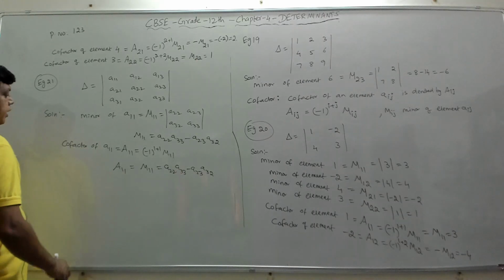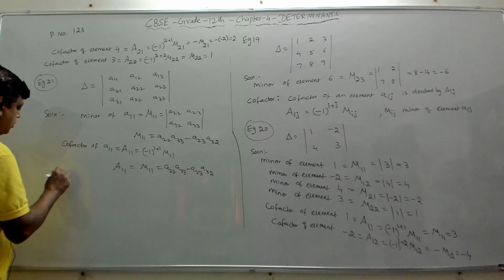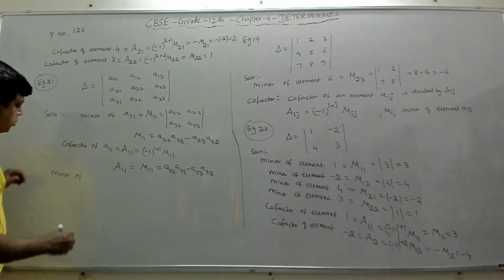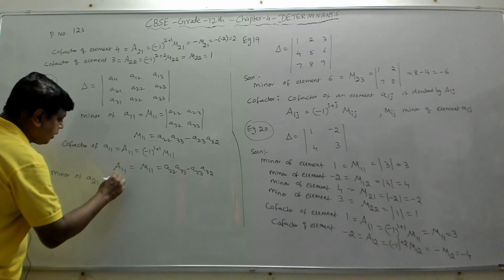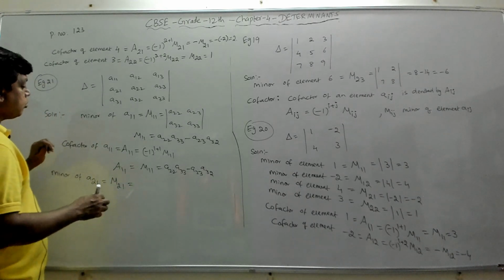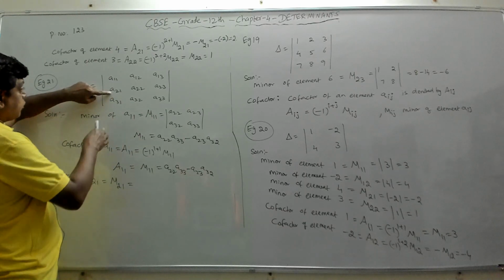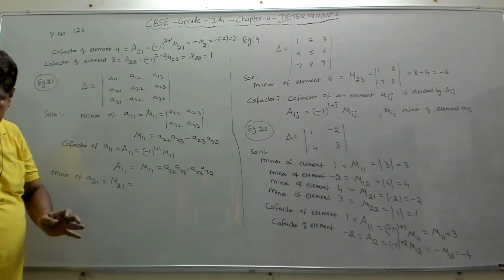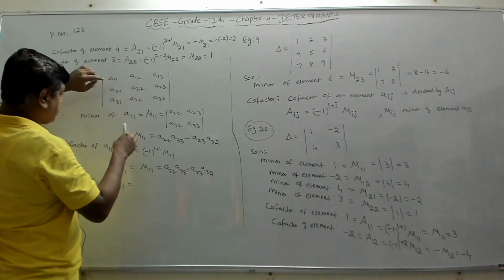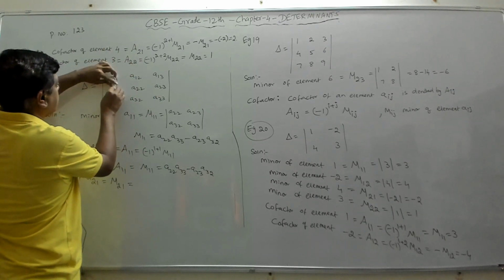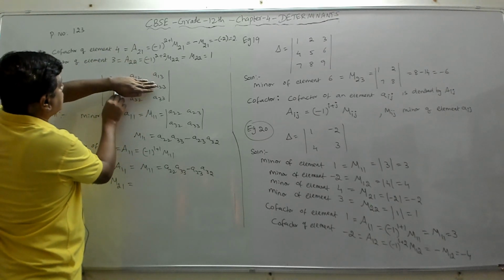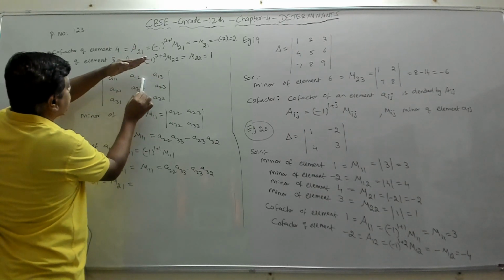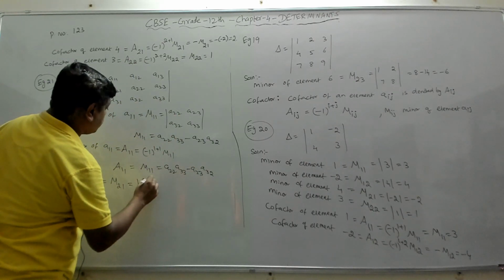Then the minor of the next element, which is A21. The minor of A21 is capital M21. To find the minor of this, I have to close that particular row and that particular column. So I am closing the row on which A21 lies, and this particular column. This column and this row are closed. Closing this column and this row, you get A21, so this will become the determinant A12.